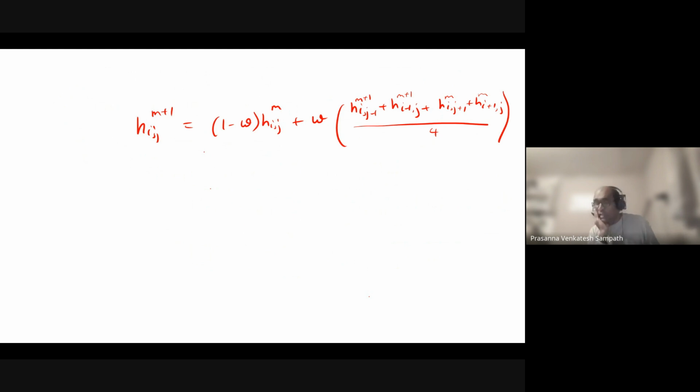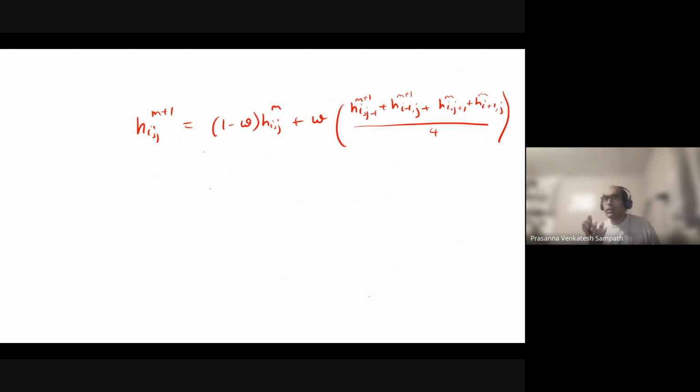Now remember what I said about omega. Omega value lies between 1 and 2. So what will happen to the first term, 1 minus omega, if omega is greater than 1? It will become a negative term. h of i comma j at m will have a negative weightage, and the next term, with omega between 1 and 2, will have this over relaxation. Let's not get into why this method works better than the plain Gauss-Seidel.